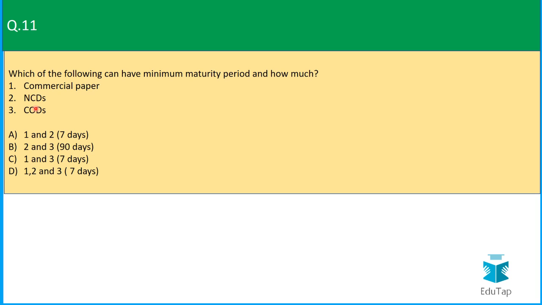Well, though I have told you earlier that there are a lot of similarities between commercial paper and NCDs, they are different in terms of minimum maturity period. For commercial paper, the minimum maturity period is 7 days and maximum is 1 year. For NCDs, the minimum maturity period is 90 days, and for CODs, if they are issued by bank, the minimum maturity period is 7 days and maximum is one year. So there is a lot of similarity with respect to maturity period between commercial paper and CODs, as both of these can have minimum maturity period of 7 days. So your answer is option number C, that is 1 and 3, commercial paper and CODs, and it is 7 days.